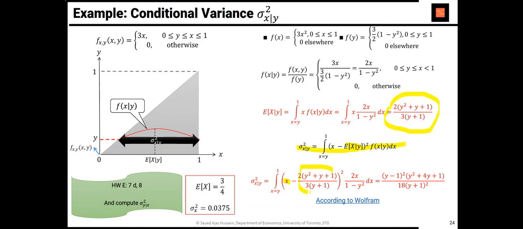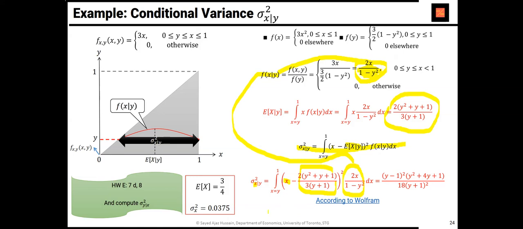Here's the expected value of x given y: x minus the center of the distribution, squared, multiplied by the density. But density of what? Since you're trying to find the variance of the x's, it has to be the conditional density of x given y. So this expression right here should be the conditional distribution of x given y, and you can see that's exactly what you see over here.